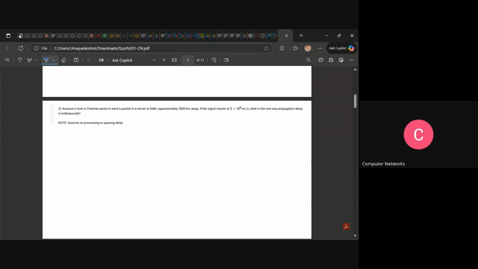2000 kilometers away. They have given the traveling speed of the signal, and we have to find the one way propagation delay. So how to calculate the propagation delay? Propagation delay is equal to the distance by the speed. Yes, exactly, distance by the speed. So what is the distance we have here? It is 2000 kilometers divided by 2 into 10 to the power of 8 meters per second.